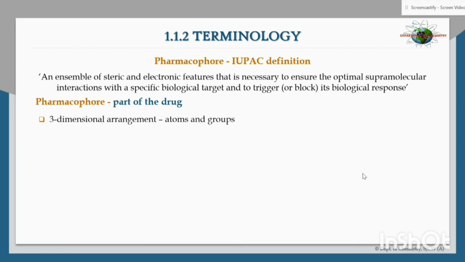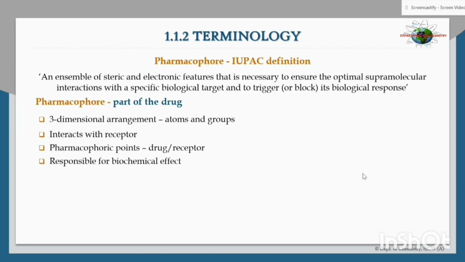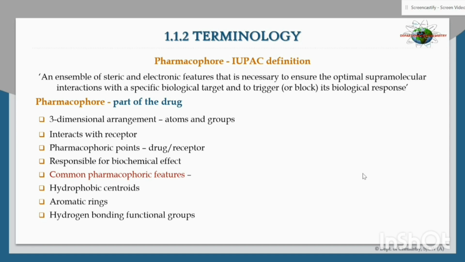Pharmacophore is a three-dimensional arrangement of atoms and groups. It interacts with the receptor through the pharmacophoric points and it is responsible for the biochemical effect generated in the system. The common pharmacophoric features are hydrophobic centroids, aromatic rings, hydrogen bonding functional groups, cations, and anions. Through these pharmacophoric points, the pharmacophore produces the desired biochemical effect.